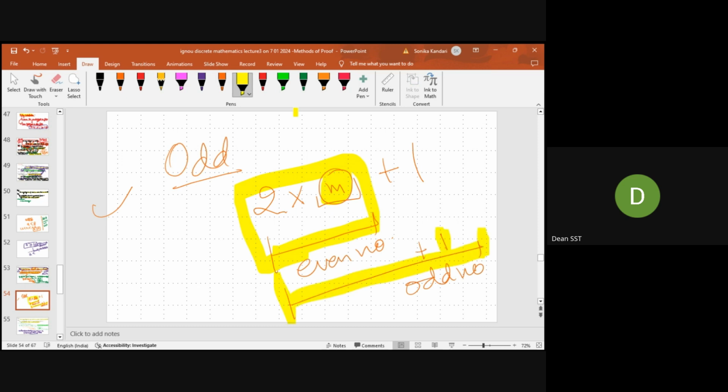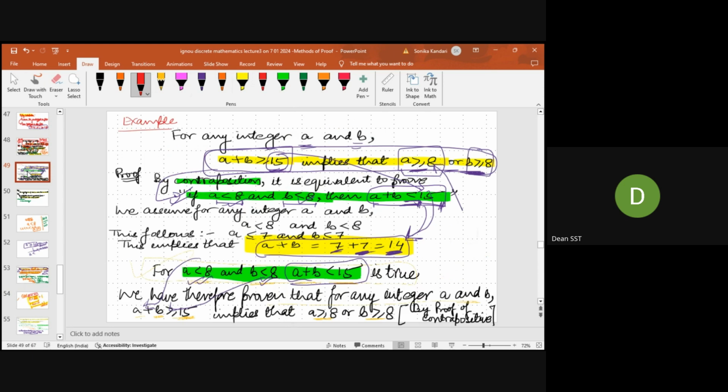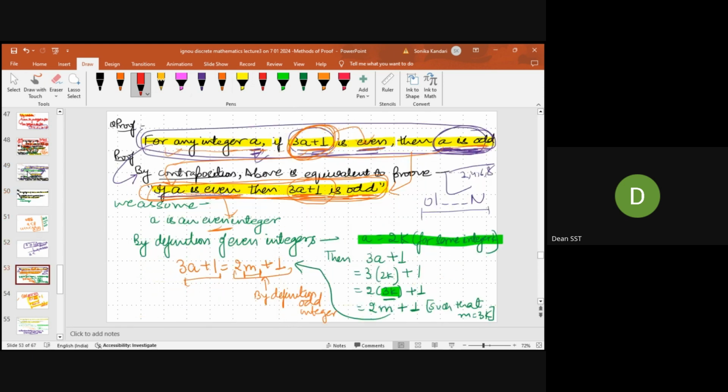So even number plus 1, that is 2m plus 1. Okay. So 3a plus 1, this we are representing as odd. 3a plus 1 is equal to 2m plus 1 by definition of odd integer. Is it clear?